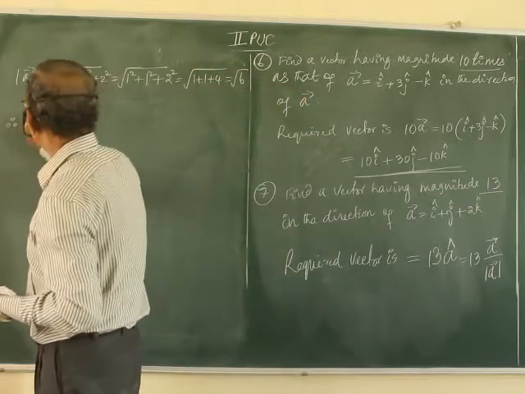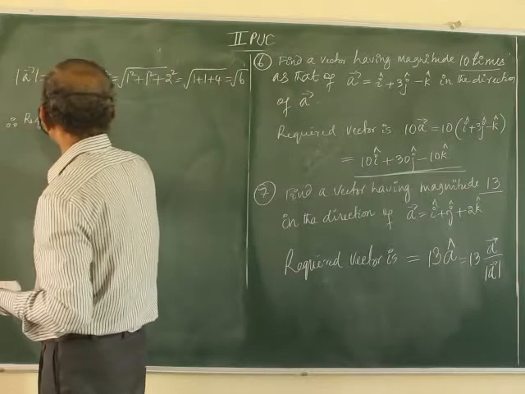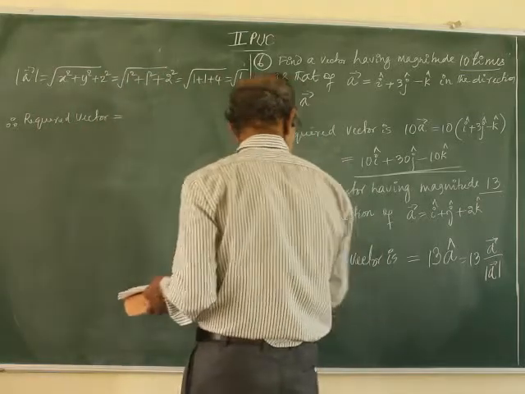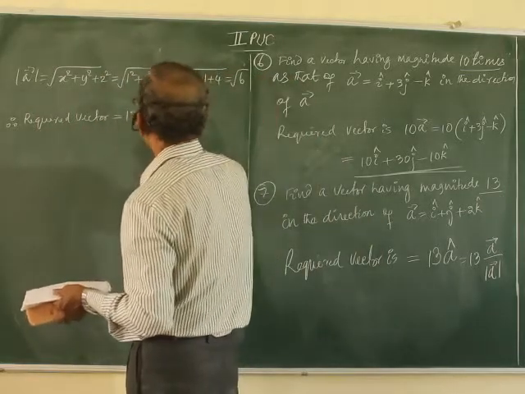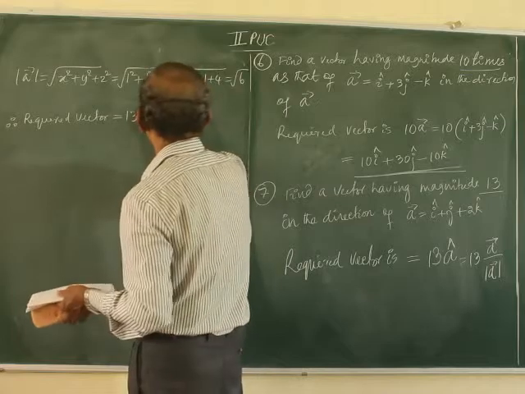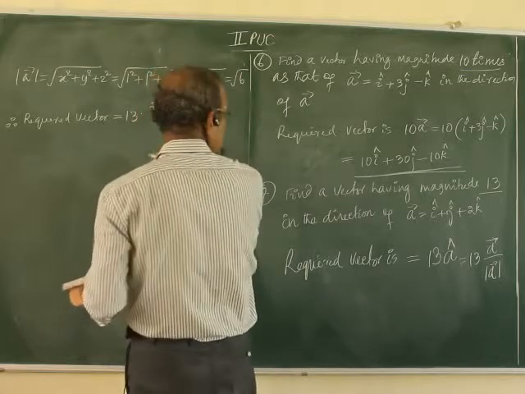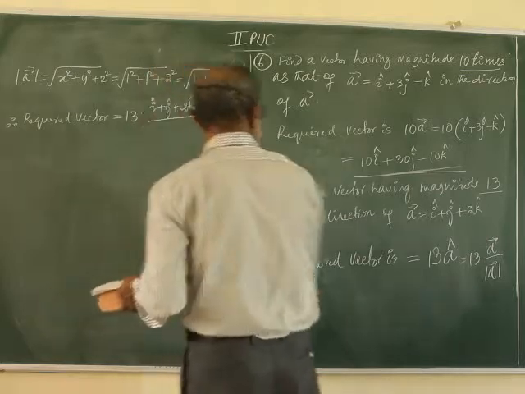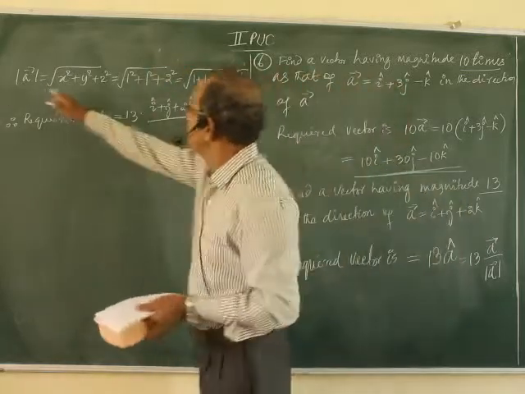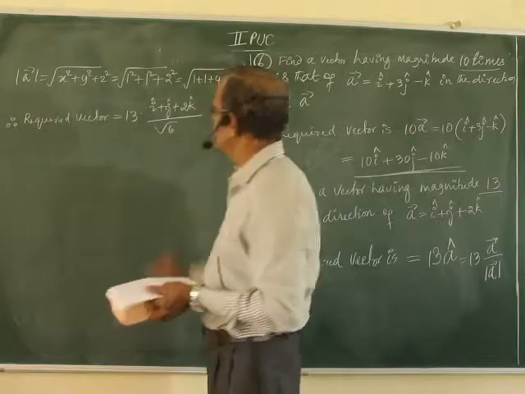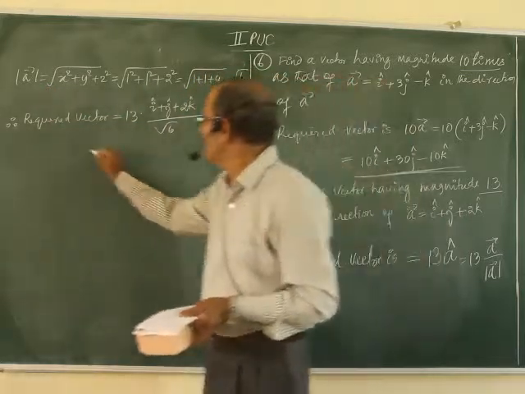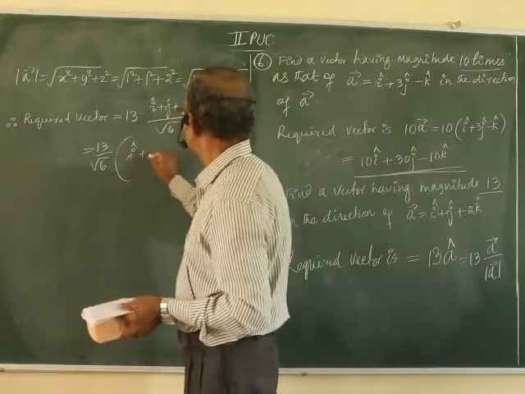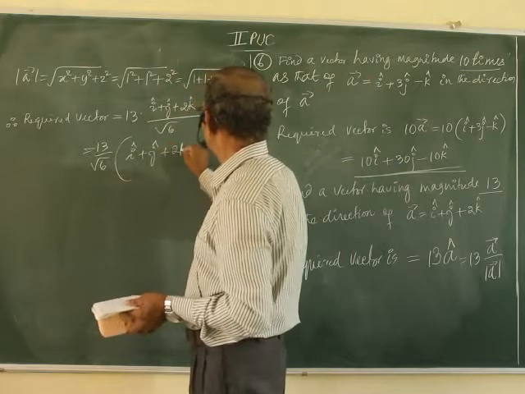Therefore, required vector is 13 into vector A, that is i plus j plus 2k, divided by the modulus of the vector, which is root 6. Final answer is 13 by root 6 times (i plus j plus 2k).